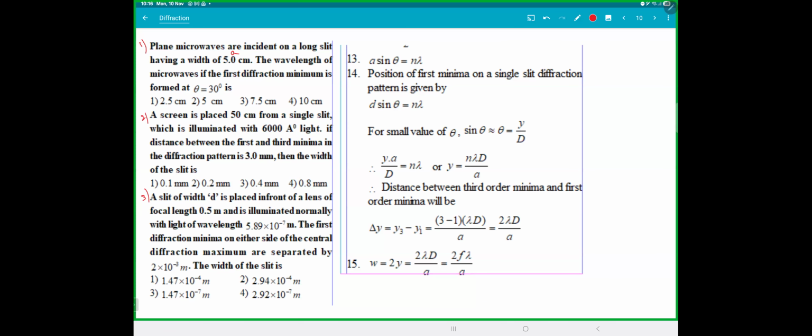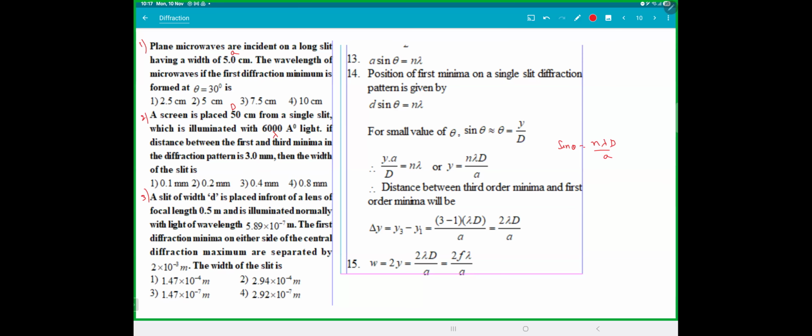Look at the second one. A screen is placed at 50 centimeters. So this is capital D. Illuminated with lambda. The distance between the first and the third minima is 3 mm. So done, no? Sin theta is equal to n lambda by a. Put n is equal to 1, put n is equal to 3 and subtract them. That must be the distance.